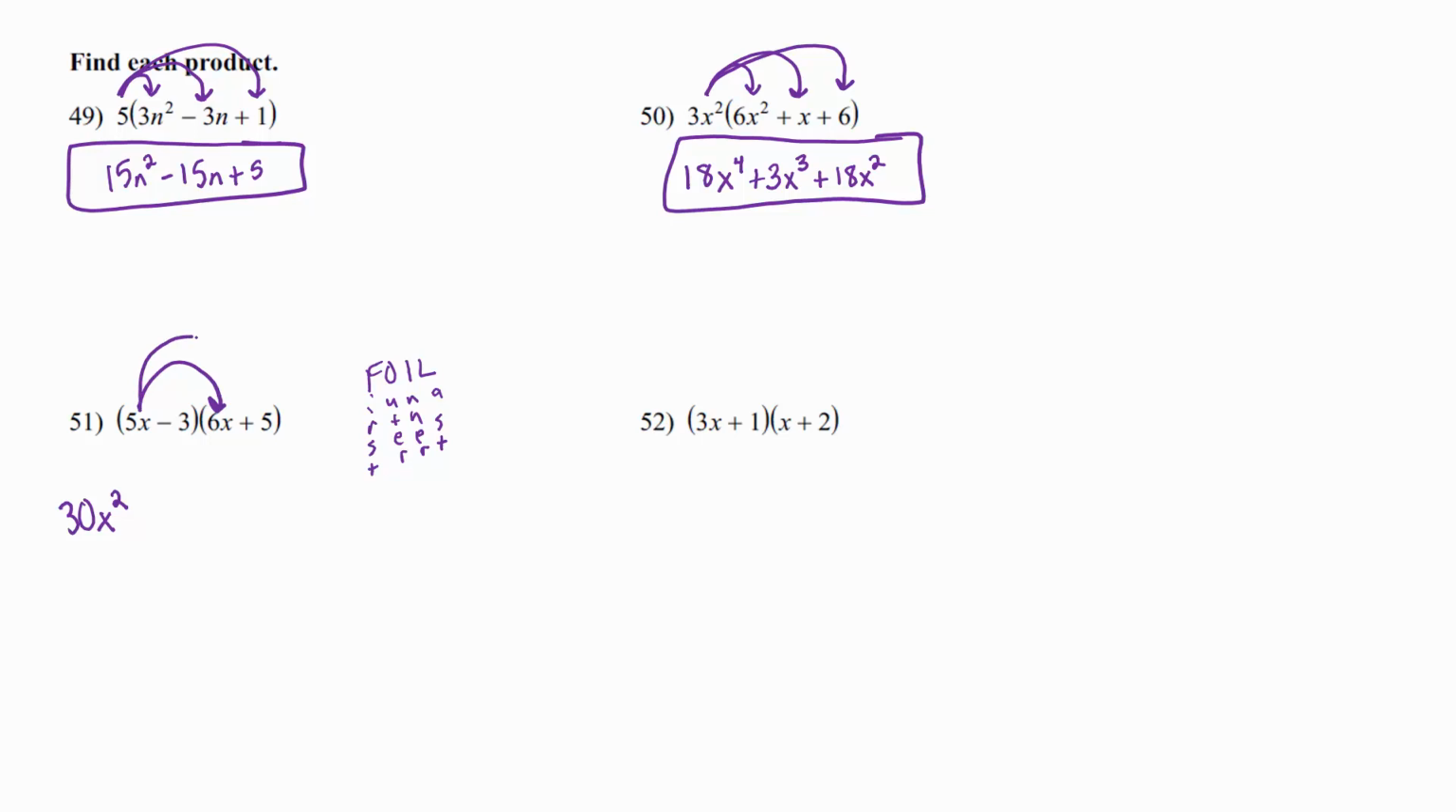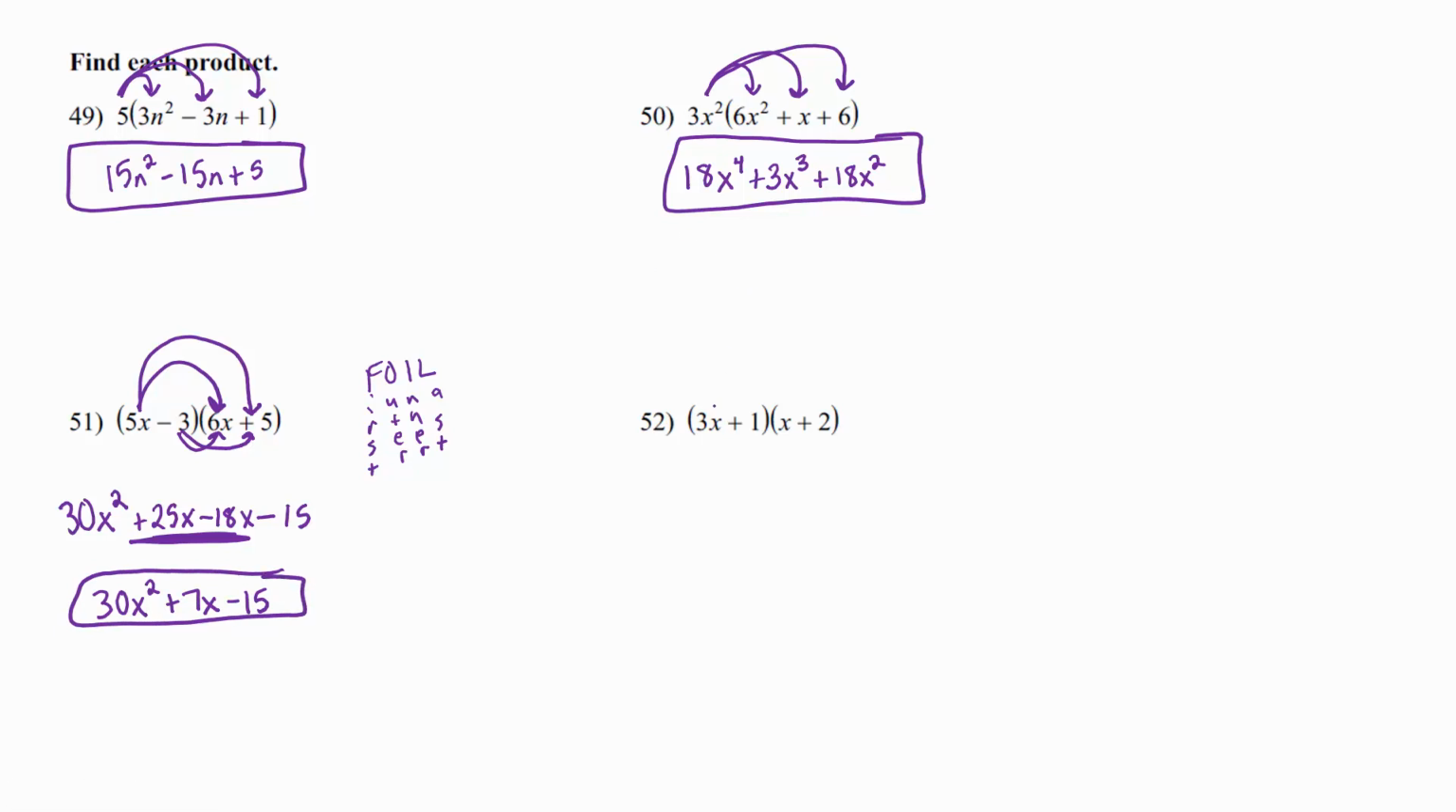Now, outer is 5x times 5. It's the two outermost terms. 5x times 5 is 25x. Inner is -3 times 6x, which is -18x. And the last one of each parentheses, -3 and 5, is -15. Every time we do this, we want to put the middle terms together, so that anytime we have like terms, we add them together, just as a rule, to make this as simple as possible. 25x minus 18x is 7x. And so that would be our answer.